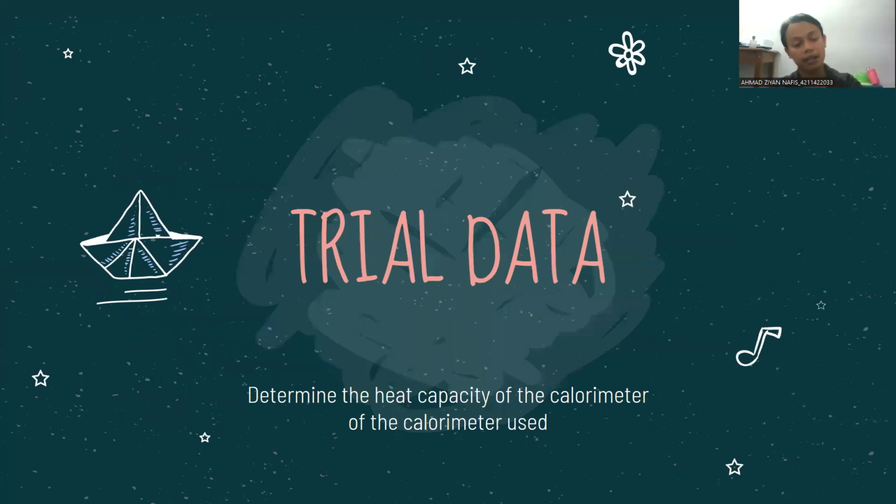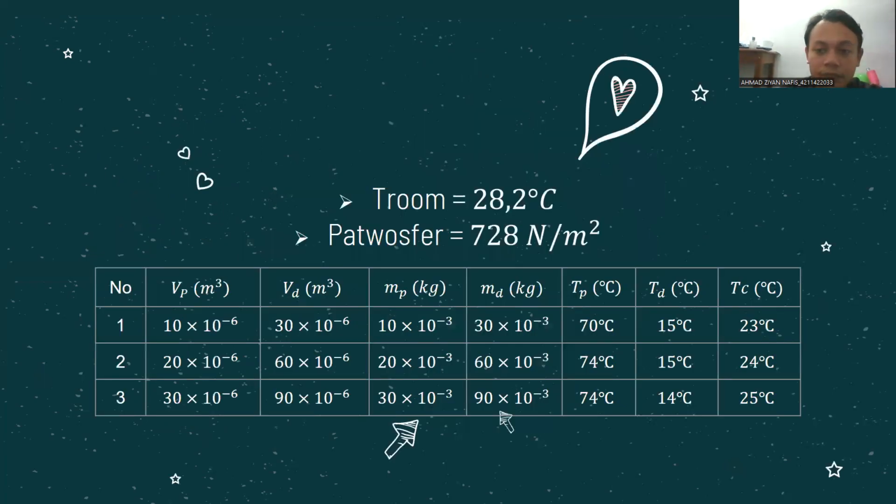Trial data to determine the heat capacity of the calorimeter used. Room temperature equals 28.2 degrees Celsius. Atmospheric pressure equals 728.